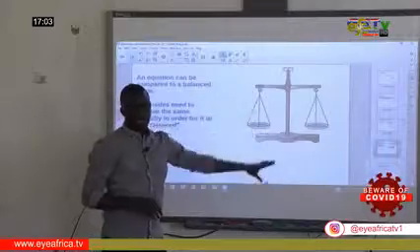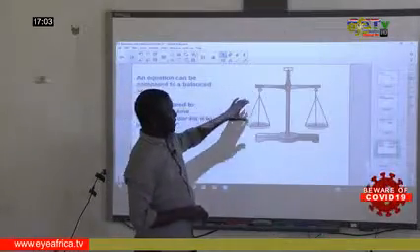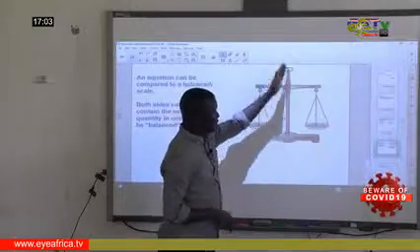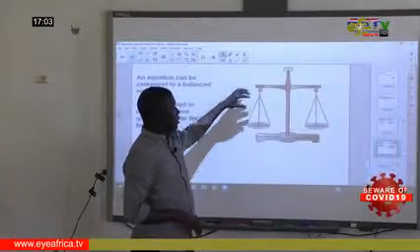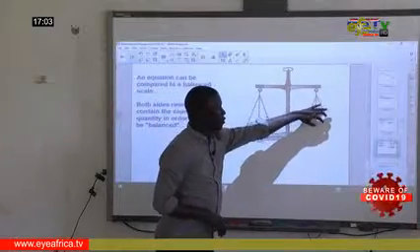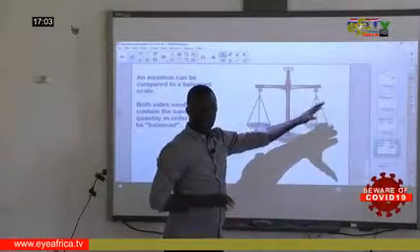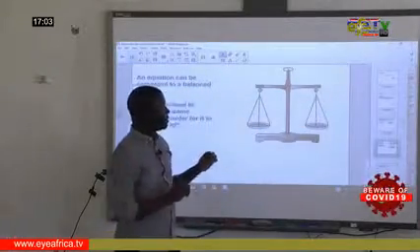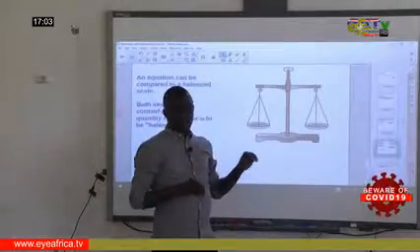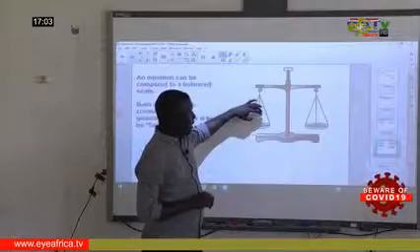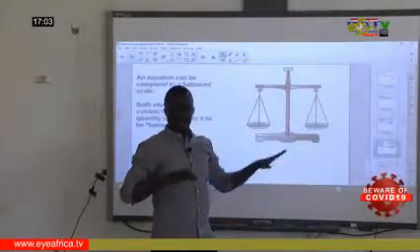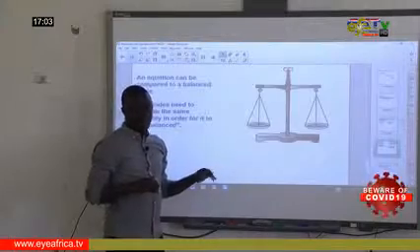We have a beam balance here. We can see it has two sides, and there's a pivot in between these two sides. Whatever quantity you put here must also equate to what you put on the right-hand side. You have two sides, the left-hand side and the right-hand side, if you want to have a balanced scale. If the quantity you put on the right-hand side is more than what you put on the left-hand side, you wouldn't have a balanced scale.